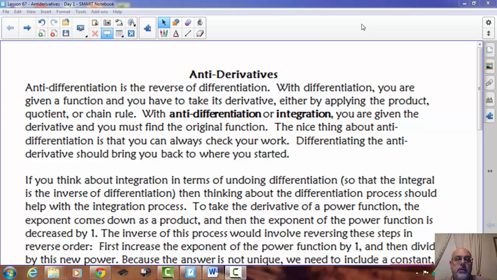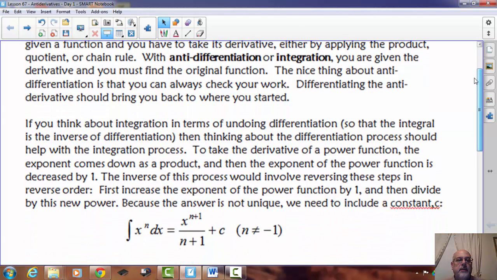Anti-differentiation or integration, the terms are used pretty much interchangeably, is where we go from the derivative and try and find our original function. If you think of it as the reverse of doing the derivative, the reverse of the power rule, the reverse of the chain rule, it makes it a little easier to understand.